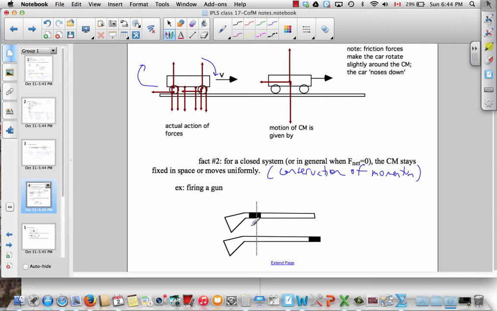If you fire a gun, then this is a closed, isolated system. The only forces are action-reaction forces in the firing process. The bullet's going to go forwards, and the gun is going to recoil. And the motion of the gun barrel back and the bullet forwards is such that the center of mass location remains fixed, doesn't move, stays right there.